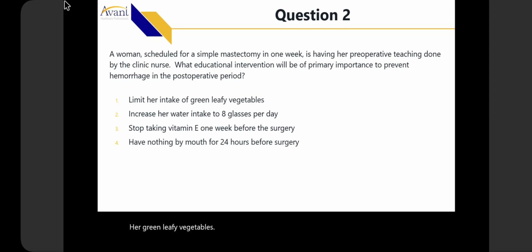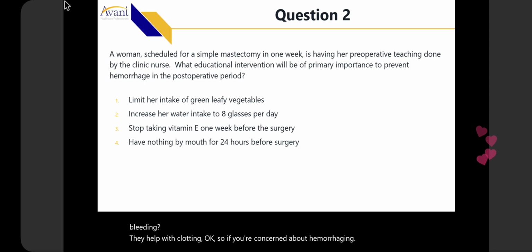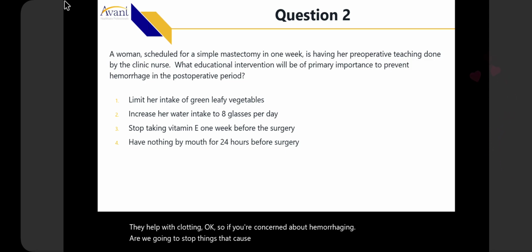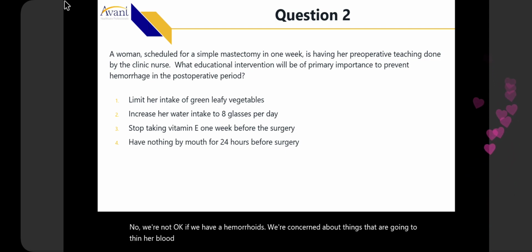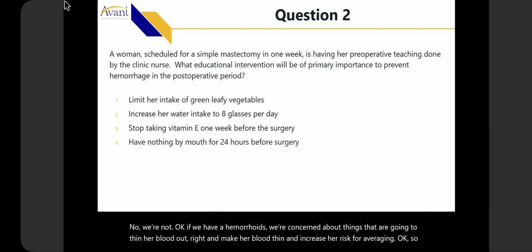Yeah. So here's a question. Do green leafy vegetables cause clotting or do they cause bleeding? They help with clotting, okay? So if we're concerned about hemorrhaging, are we going to stop things that cause clotting? No, we're not, okay? If we have a hemorrhage, we're concerned about things that are going to thin her blood out, right? We're going to make her blood thin and increase her risk for hemorrhaging, okay? So number 1's probably not right.